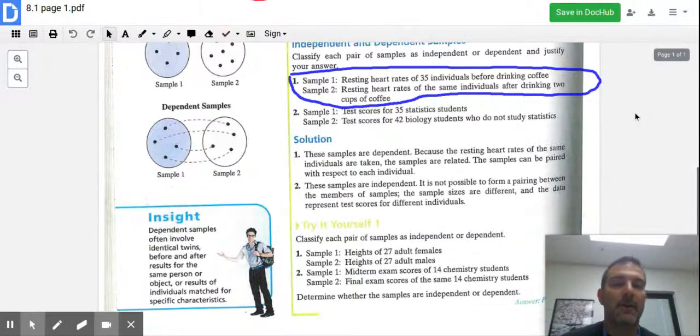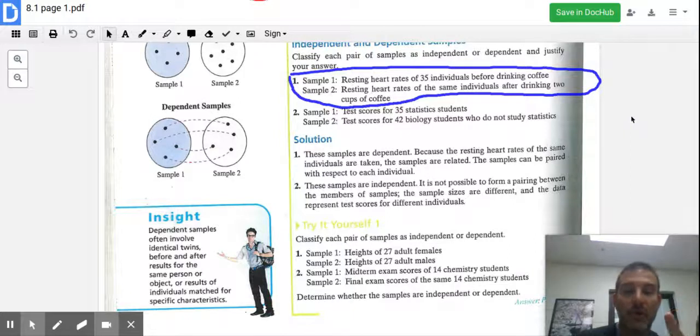Okay, so the resting heart rates of 35 individuals before drinking coffee, and then the resting heart rates of those same people after drinking 2 cups of coffee. For this first scenario, that would be a dependent sample. Why? Because these are the same 35 individuals, before drinking coffee and then after. So that would be a dependent sample.